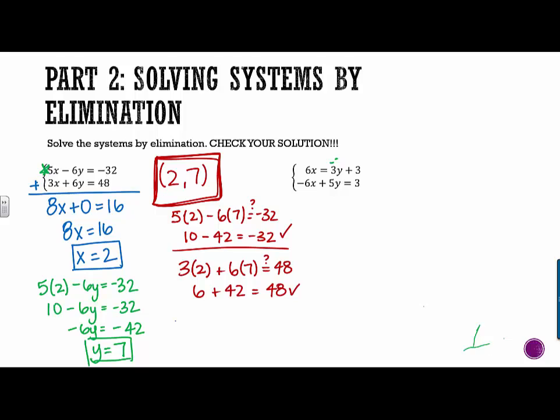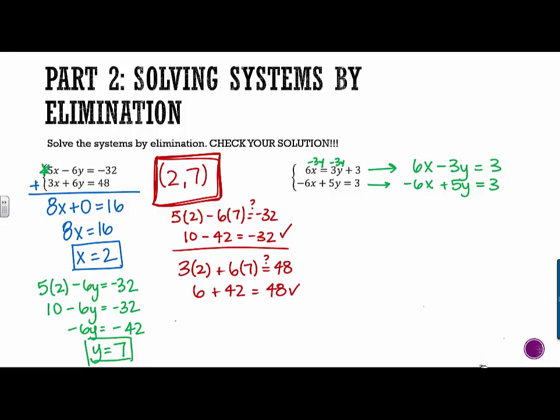So what I'm going to do is just take these 3 y's and move them to the other side. So this equation turns into 6x minus 3y equals 3. And then I'm not going to do anything with this equation. Negative 6x plus 5y equals 3.